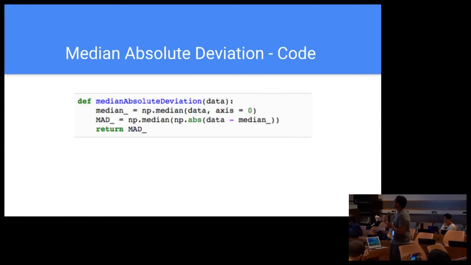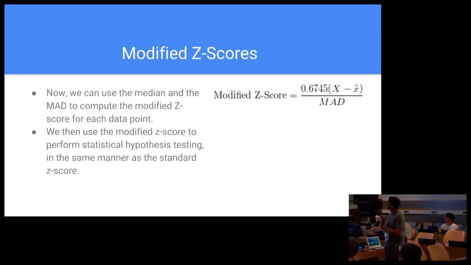And this is a pretty easy thing to code up. So this is what it looks like in Python. It's just three lines. You calculate the median, and you take the median of the median deviations. And then you do a new version of z-scores. And so this is called the modified z-score.